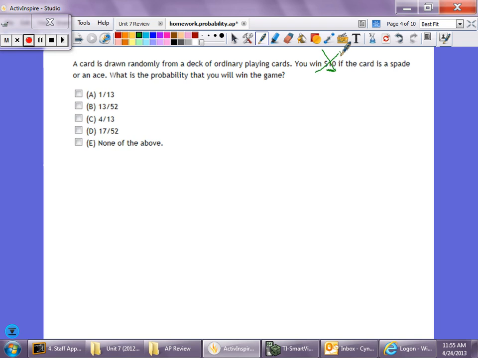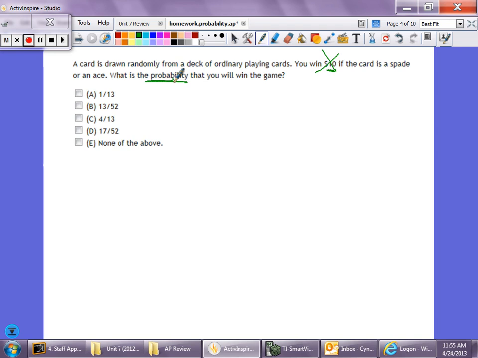It's thrown in there because a lot of times they will ask me, what's your expected winning? And that $10 would factor into that. But since they're simply asking me what's the probability of winning, that $10 has nothing to do with whether I win or whether I lose. It just tells me how much I'll win if I win. So the probability comes down to what's the probability of getting a spade or an ace.